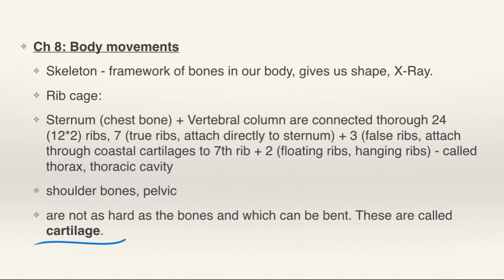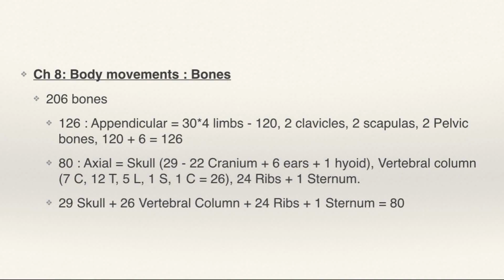So I hope you understood the important concepts now. Now body movements, let's talk about bones. There are a total of 206 bones which I want you to really know about. Basically, the bones can be divided into two parts: one is 126 and the other is 80. This 126 is called the appendicular skeleton, while 80 is called the axial skeleton.